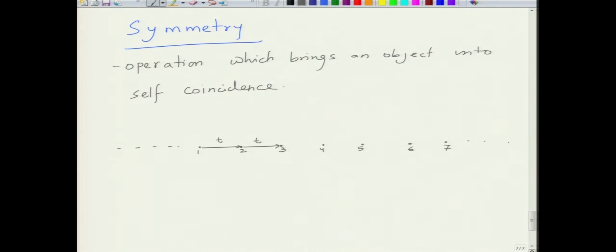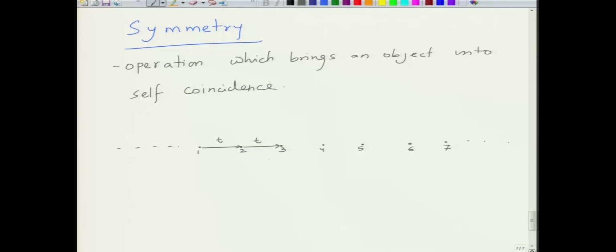Okay. So, whether you are at 1, whether you are at 2 or 3 or 4 or 5 or 6, it does not matter, because the translation of all the points around is similar. As a result, this is called translation symmetry. And this is a must-have symmetry for any kind of object.